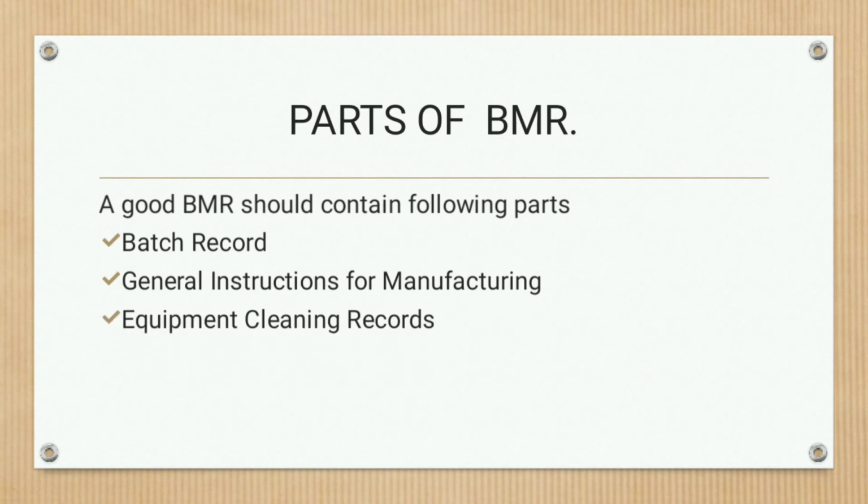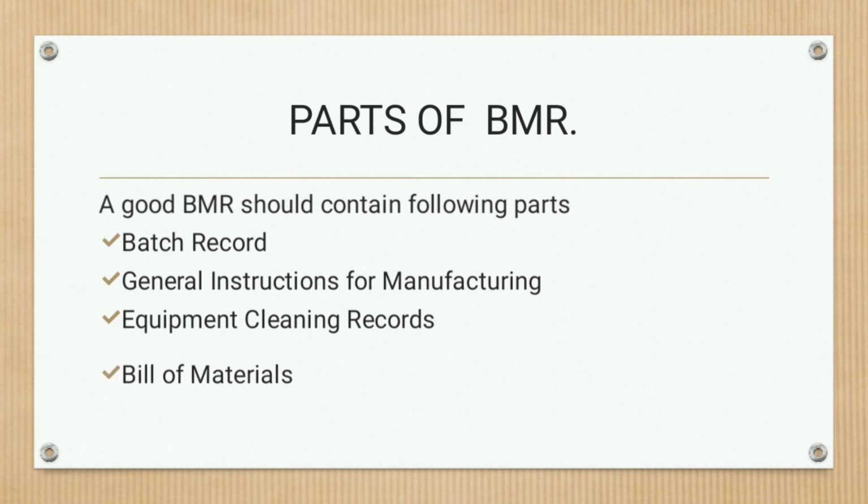Then comes equipment cleaning records. A checklist of the cleaning of all equipment is prepared. Those are used in the manufacturing of the batch, including the previous product. Then the batch and date of cleaning should be mentioned. However, cleaning of the equipment should be checked by quality assurance.